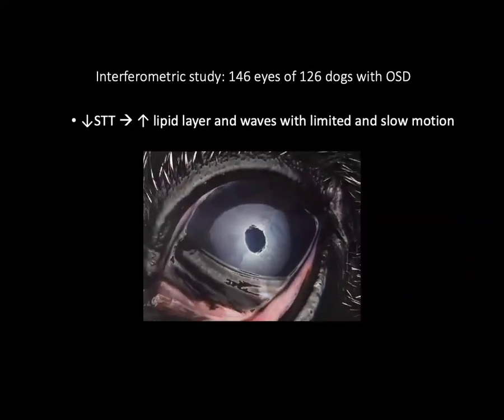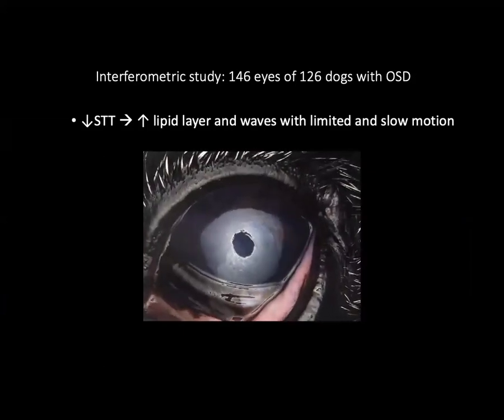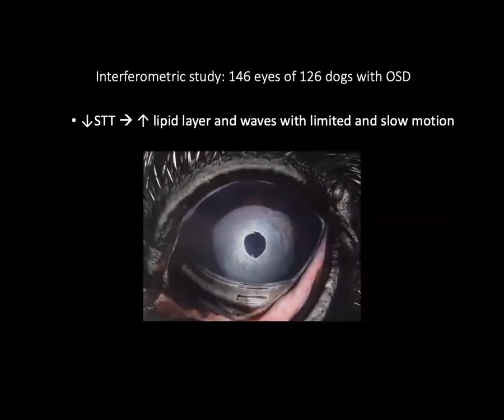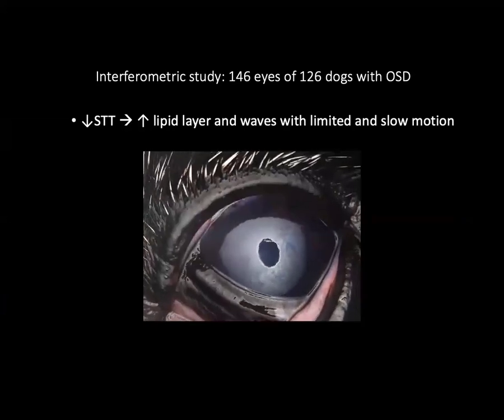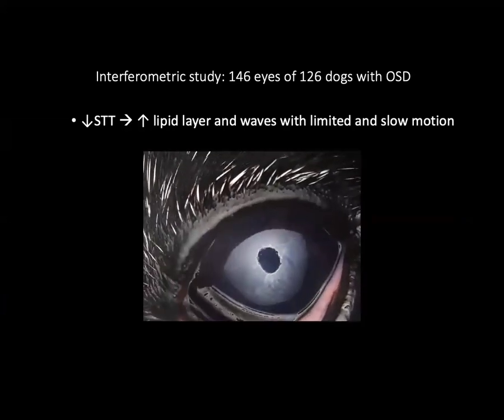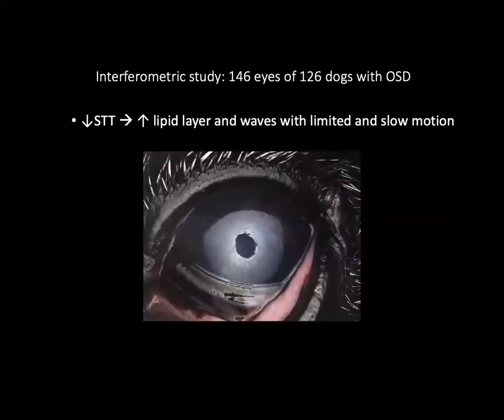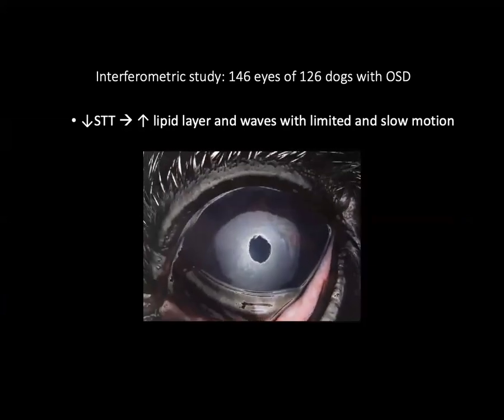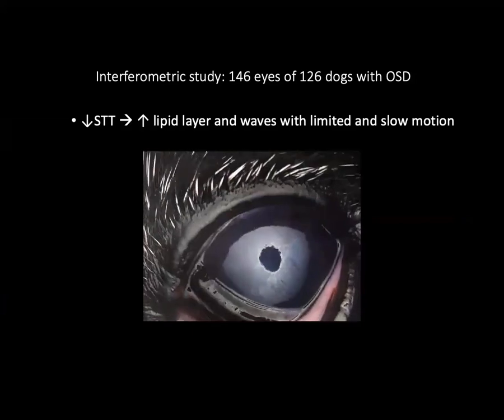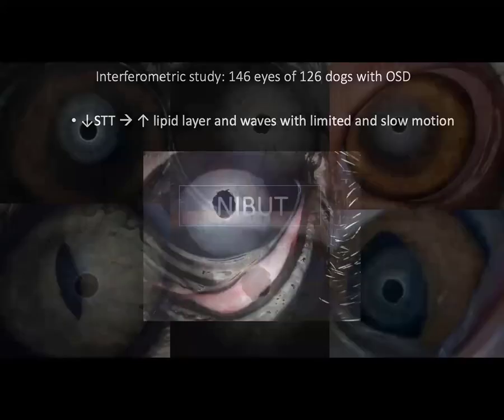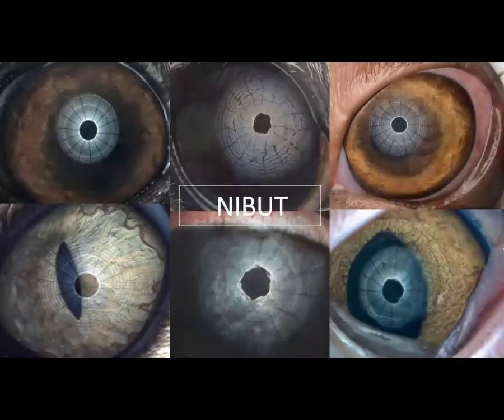If we have a decreased Schirmer tear test and an increased lipid layer in normally functional meibomian glands, we see waves with limited and slow motion. So let's talk about non-invasive breakup time. Non-invasive breakup time is an important test to evaluate tear film stability.